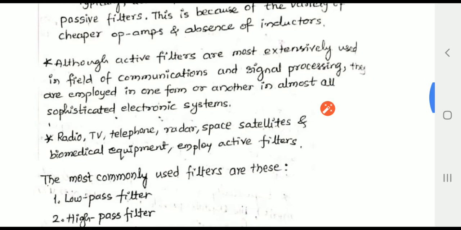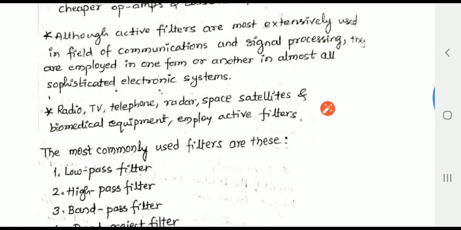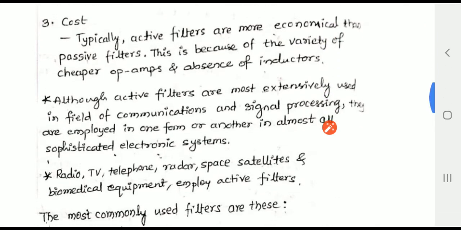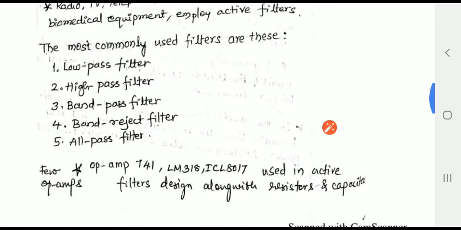Cost, and active filters are most extensively used in the field of communication and signal processing. So these are some of the advantages of active filters over passive filters. Next, the most commonly used filters are the low pass filter, high pass filter, band pass, band reject and all pass filters. We will discuss them one by one using Butterworth filters.